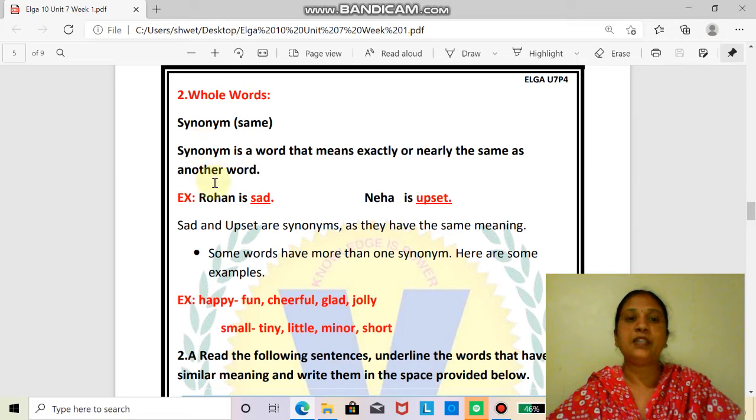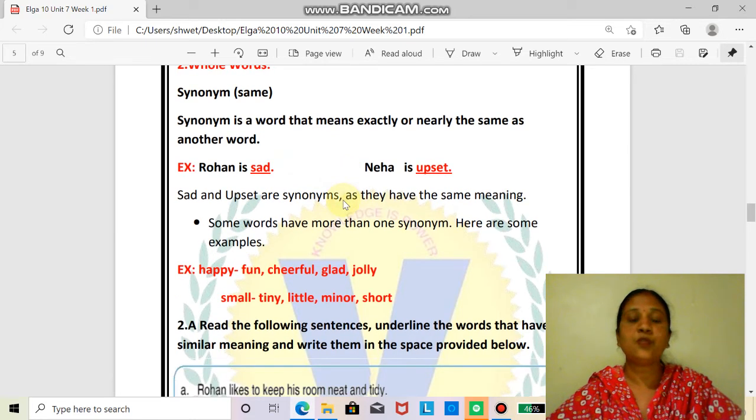For example, here Rohan is sad and one more sentence, Neha is upset. So here sad and upset are synonyms because they give the same meaning. Sad and upset give the same meaning. And some more words have more than one synonym.